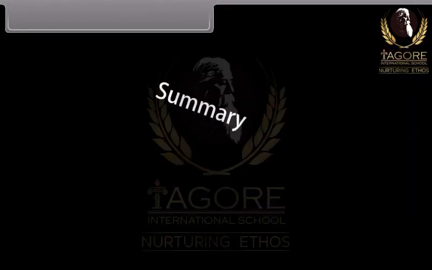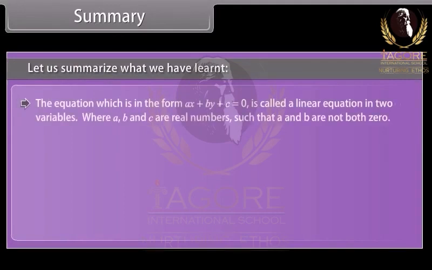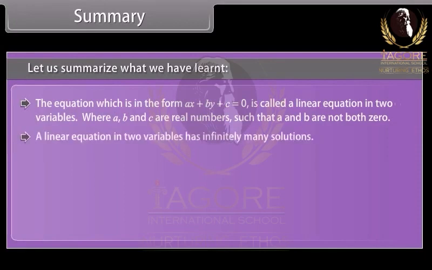Summary. Let us summarize what we have learned. The equation which is in the form ax + by + c = 0 is called a linear equation in two variables, where a, b and c are real numbers such that a and b are not both 0. A linear equation in two variables has infinitely many solutions.